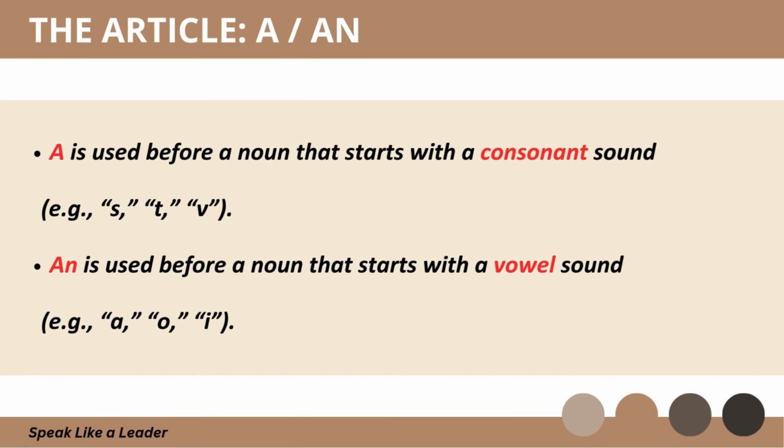Let's start with our first rule of when to use a and when to use an with an n at the end. So a is used before a noun that starts with a consonant sound. For example, a strategy, which starts with an S. A target, because it starts with a T. A video, because it starts with a V. Whereas an is used before a noun that starts with a vowel sound like A, O, or I. For example, an apology, an office, an instrument. Is that clear?